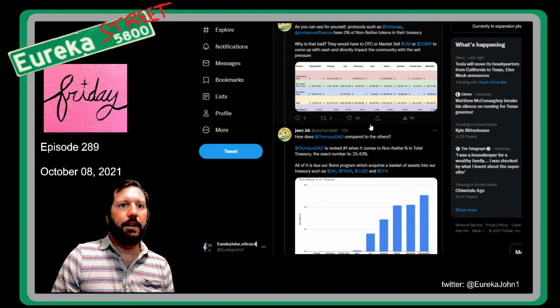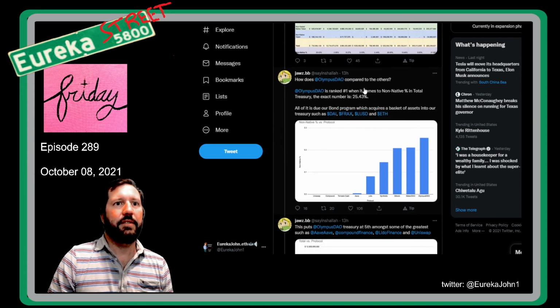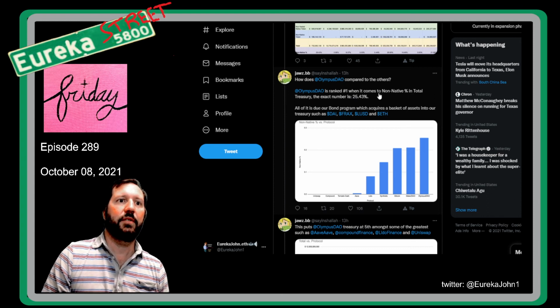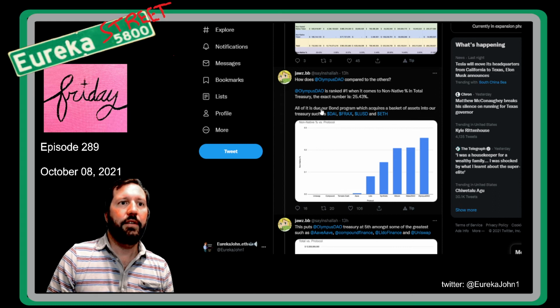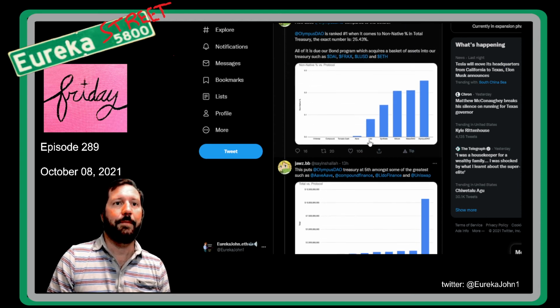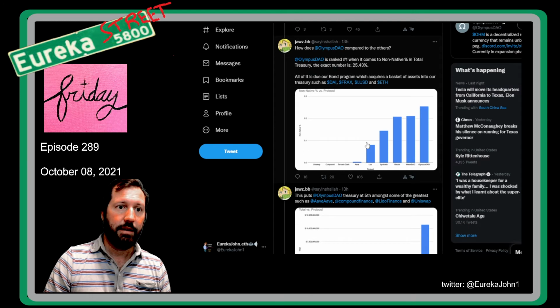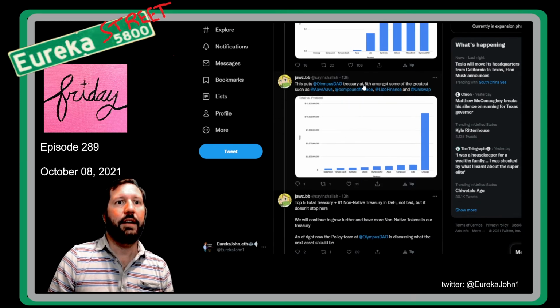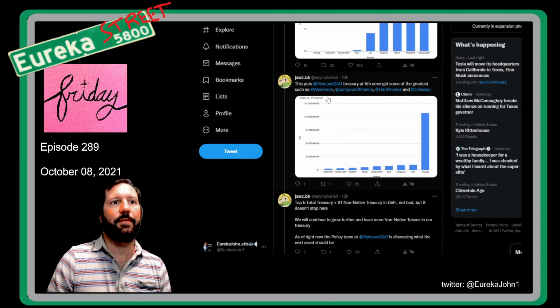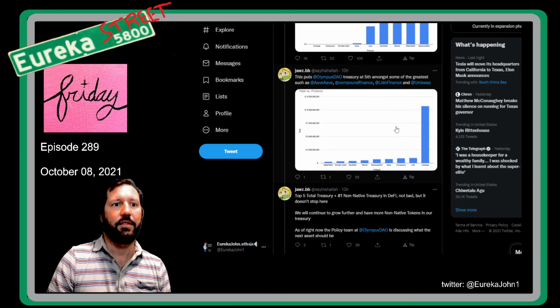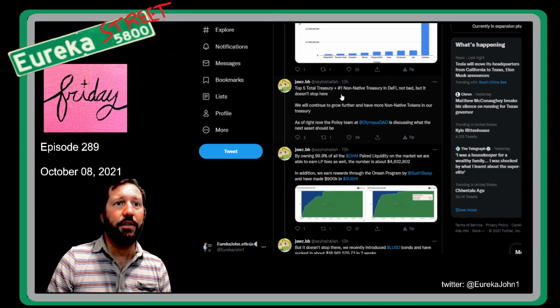All right, so how does the Olympus DAO compare to the others? Olympus DAO is ranked number 1 when it comes to non-native percentage in total treasury. The exact number is 25.43. All of it is due to its bond program, which acquires a basket of assets into our treasury, such as DAI, Frax, LUSD, and Ethereum. So this bond we'll talk about here in a second. This puts Olympus DAO treasury at 5th amongst some of the greatest, such as Aave, Compound, Lido Finance, and Uniswap. The top 5 total treasury, plus number 1 non-native treasury in DeFi.